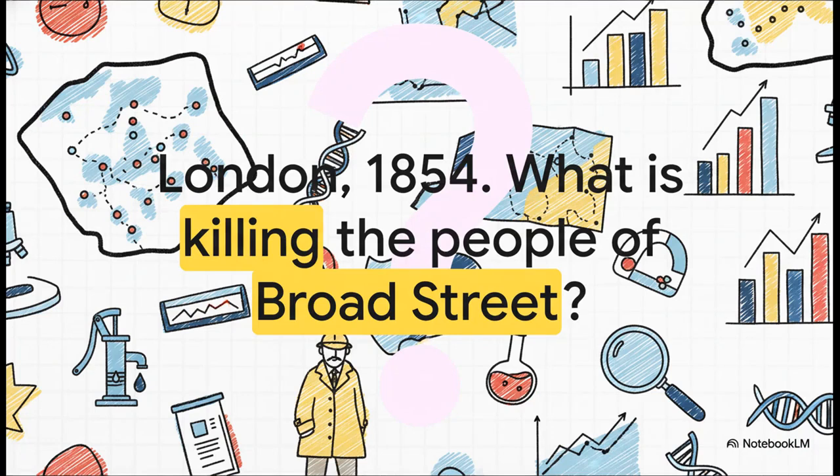So the scene is the heart of London. And the mystery? A terrifying cholera outbreak. People were getting sick and dying within hours, and the city was in a total panic. The killer was swift, it was silent, and it was devastating. The big question wasn't just what it was, but how it was spreading. What was its mode of transmission?